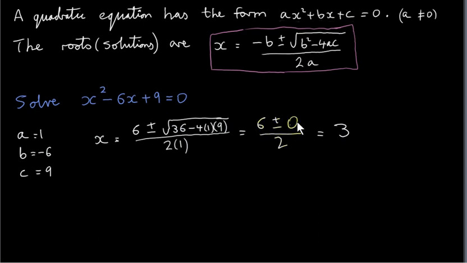But here, because the number is 0, it doesn't matter whether we take 6 plus 0 over 2 or 6 minus 0 over 2. We only get one solution. So there's only one solution to this quadratic equation. Sometimes this one solution, or root, is known as a repeated root. You will see that if you factorize this expression.